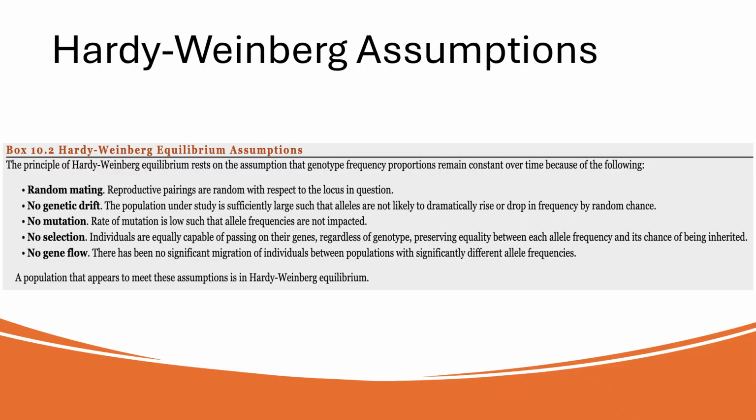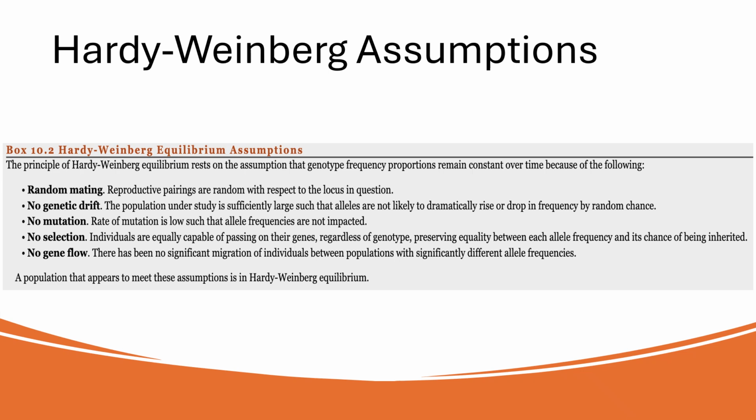There are some assumptions that need to be present before we can apply Hardy-Weinberg equilibrium to any population. The principle of Hardy-Weinberg equilibrium rests on the assumption that genotype frequency proportions remain constant over time because of the following. First, there is random mating. Reproductive pairings are random with respect to the locus in question. And there is no genetic drift. We talked about genetic drift earlier.